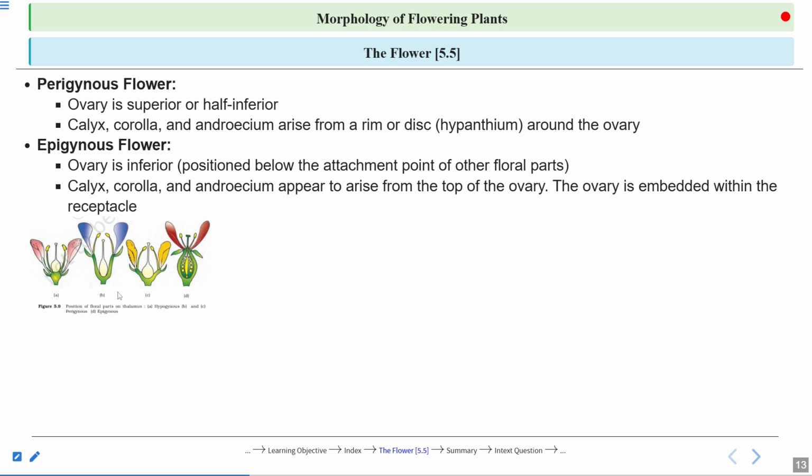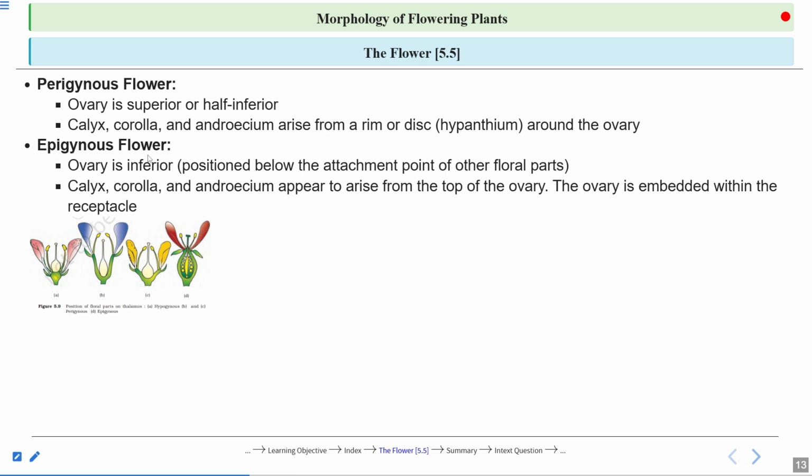In this C also, but in the case of B, it is grown more as compared to this one. So here what you see, the ovary is half inferior. We can say it is not totally superior. It is half inferior, right? Calyx, corolla, and androecium arise from the rim. It is not below. It got arisen, and they are present on the rim of the hypanthium or the thalamus.